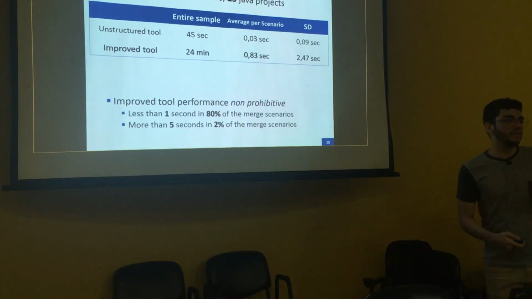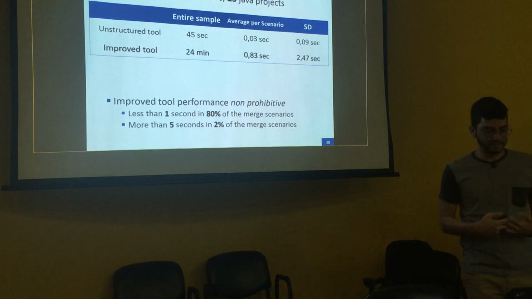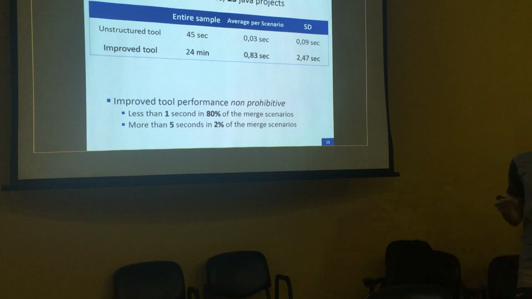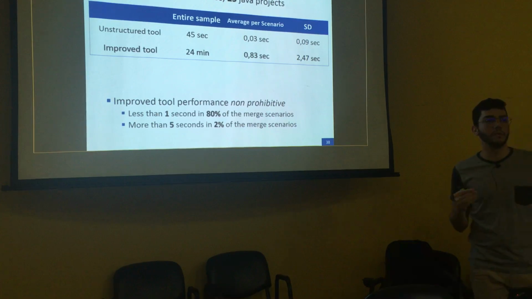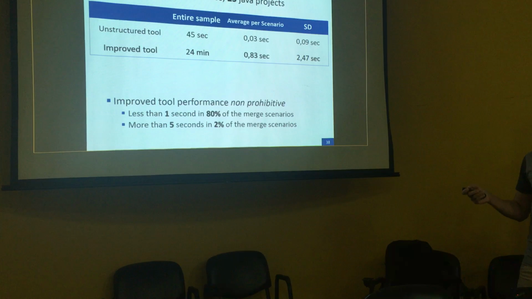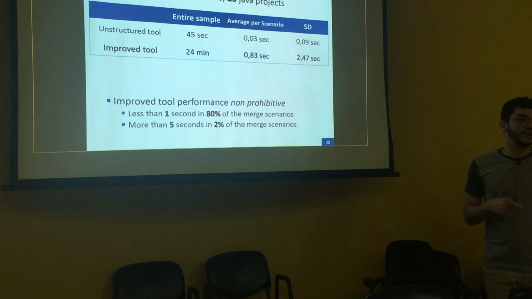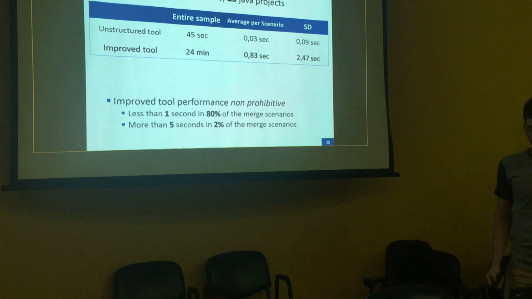And you also need to demonstrate that our tool is non-prohibitive in terms of performance. And we found that it's slower than unstructured merge, which is actually expected because of the syntactic nature of semi-structured merge and also the extra complexity of the handlers. So although the improved tool is slower than unstructured merge, on average, it took less than 1 second per merge scenario. Actually, less than 1 second in 8% of the merge scenarios and more than 5 seconds in only 2% of the merge scenarios.